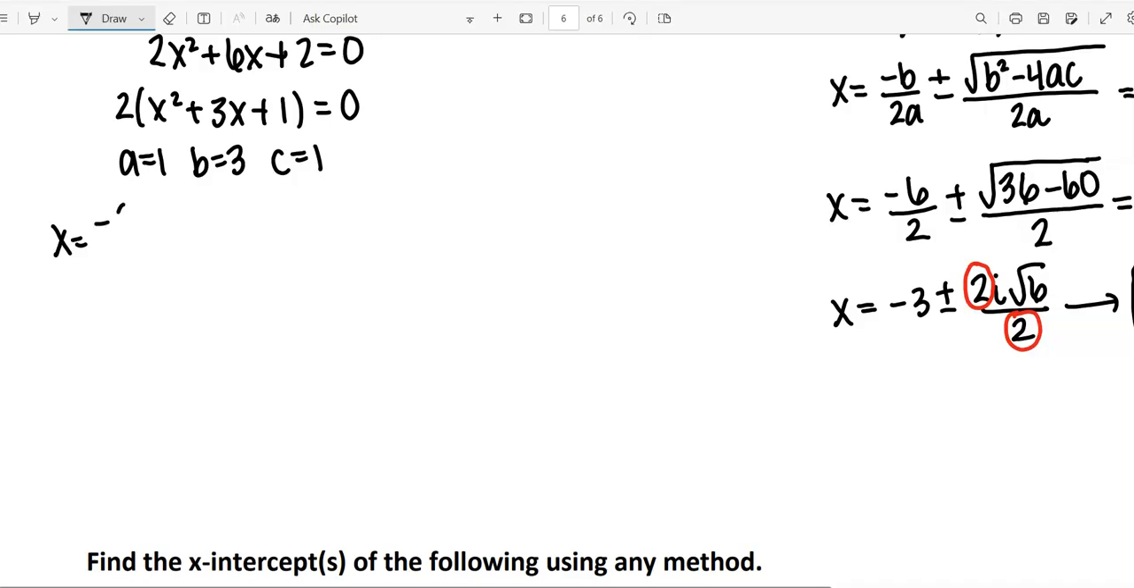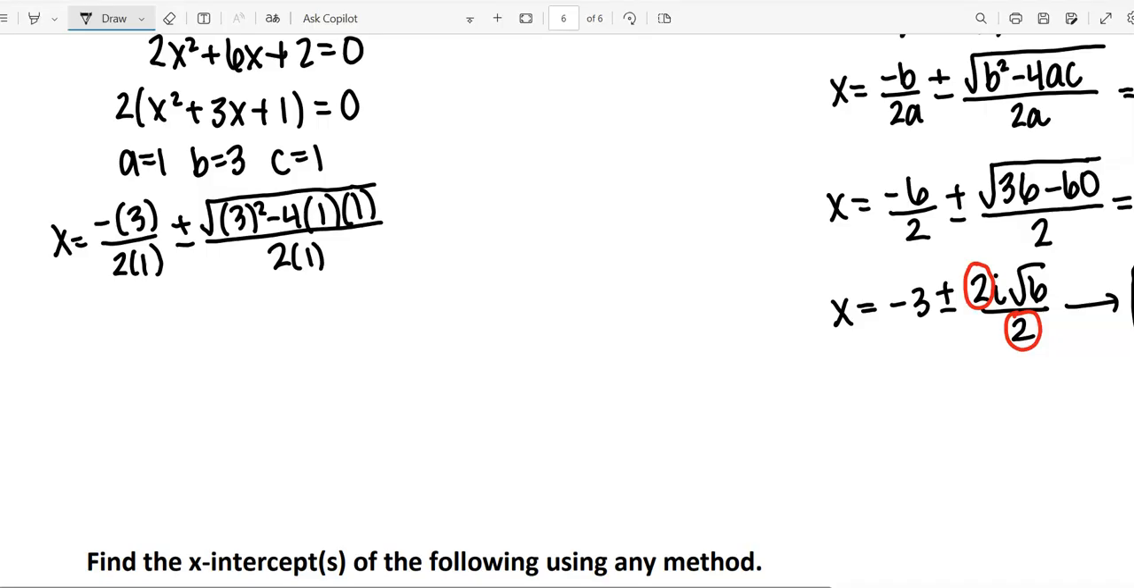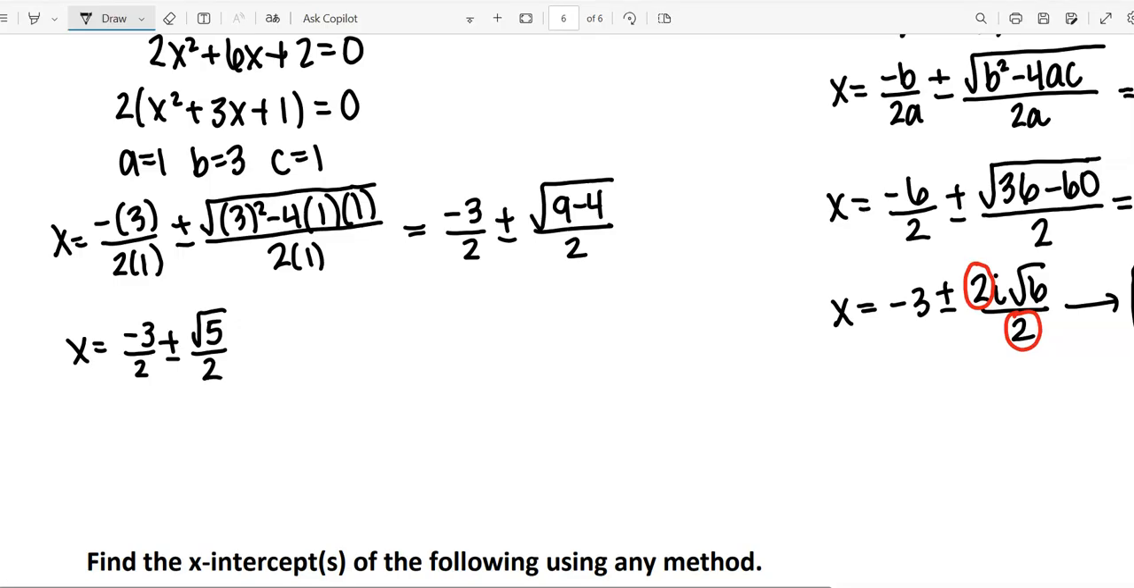x equals negative b will be negative 3 over 2 times 1, plus or minus the square root of b squared, which is 3 squared, minus 4 times a, which is 1, times c, which is 1, all over 2 times a, which is 1. Got a lot of 1s. Negative 3 over 2 plus or minus the square root of 9 minus 4 over 2. So we get x equals negative 3 over 2 plus or minus the square root of 5 over 2.